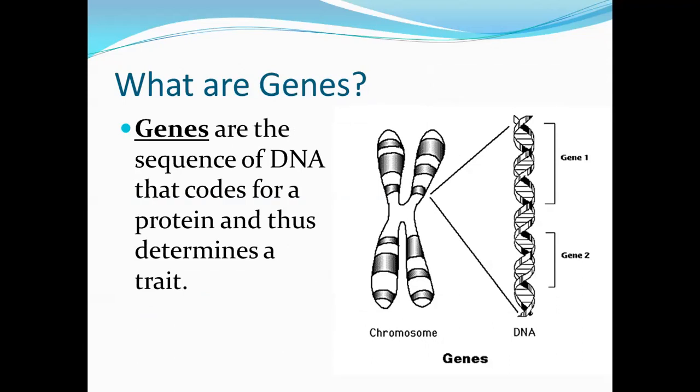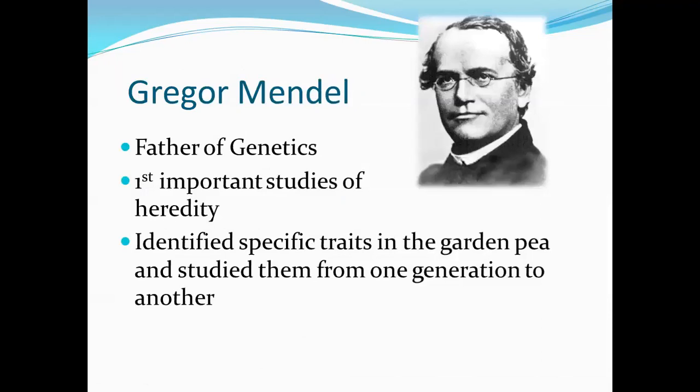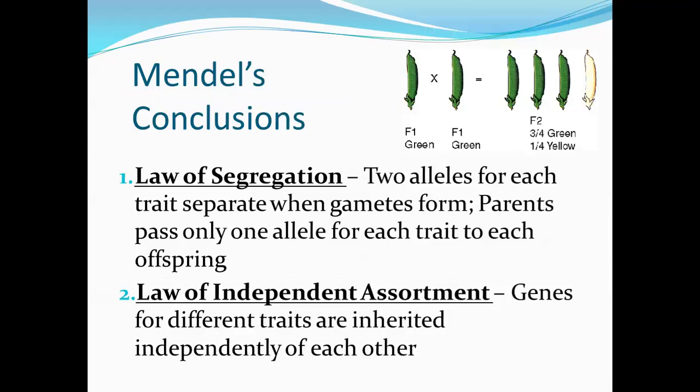So we have many words right here. We have alleles, genes, DNAs. And when you say genes, these are all the sequence of DNA that codes for a protein, and that protein determines the trait. So again, I have here the picture of the chromosomes, and you know that within it is the DNA structure. Okay, you're familiar with this guy right here, Gregor Mendel. He's the father of genetics. Okay, I'm not gonna go much into his details and his conclusions.